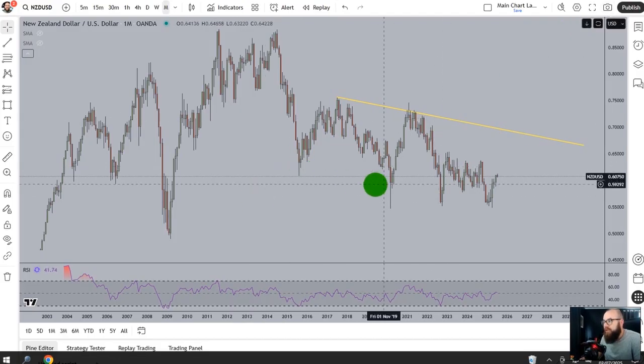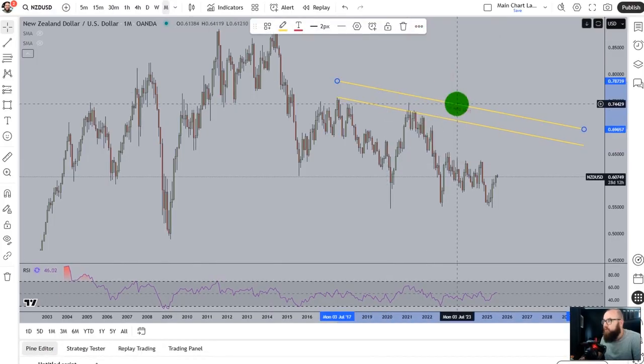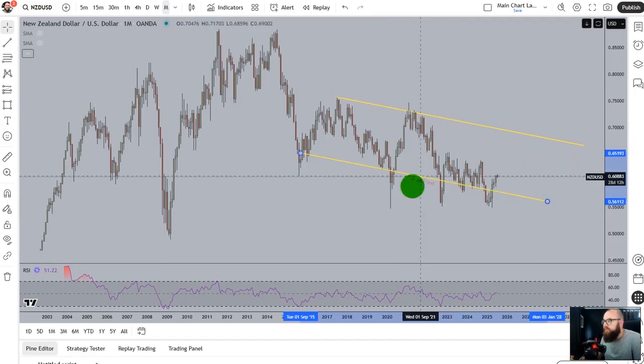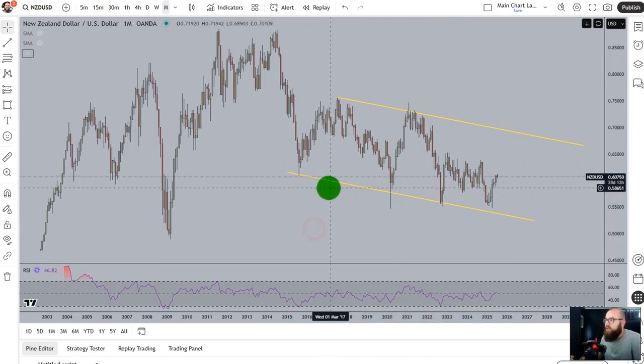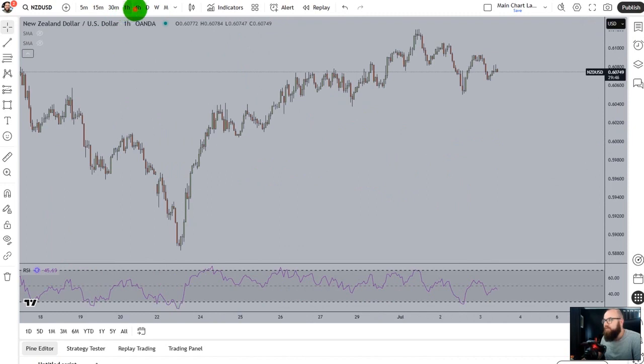There's also some sort of diagonal support here. And hopefully I'm not going to lose you now, but if I clone my resistance and bring it down here, I've now formed a channel. You can see every time price reaches this support area, this diagonal support area, it reverses. Let's find some better examples than that.